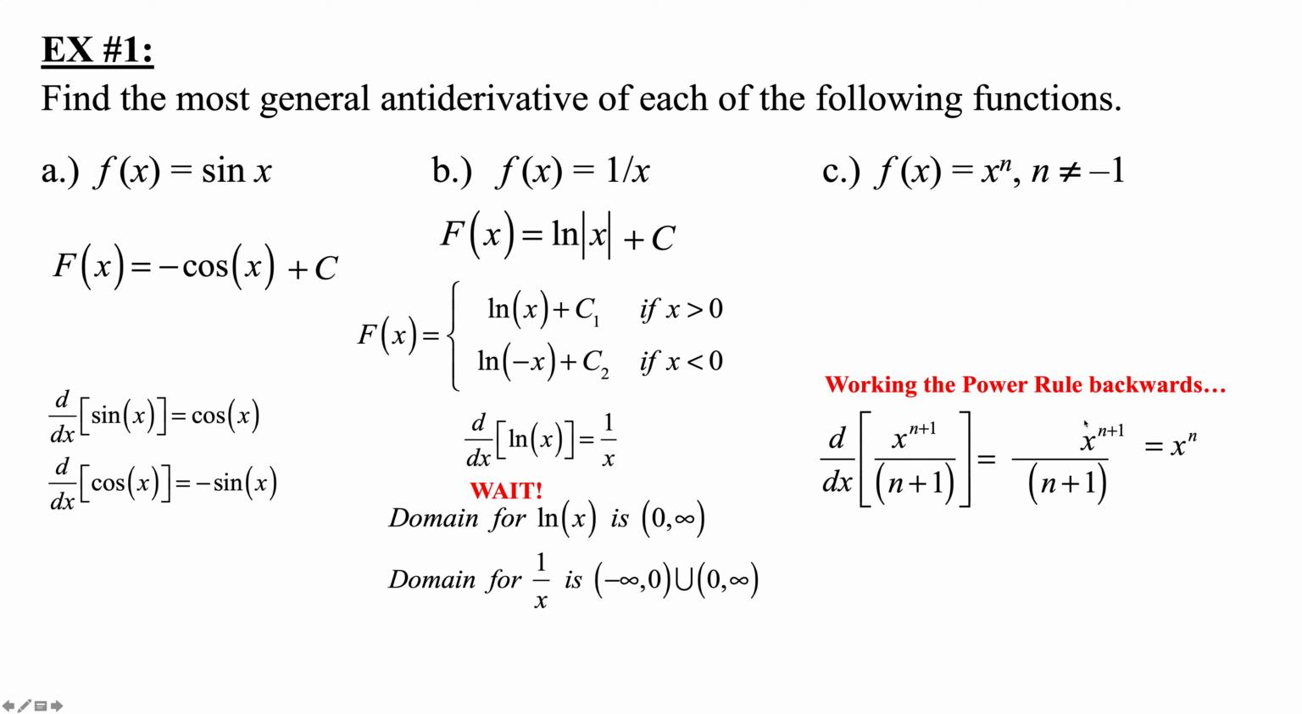So the antiderivative of x to the n is what we have in brackets here. So this is kind of our power rule for doing antiderivatives. So we're going to add 1 to the power, and then divide by that new exponent we created. And then don't forget, plus c.